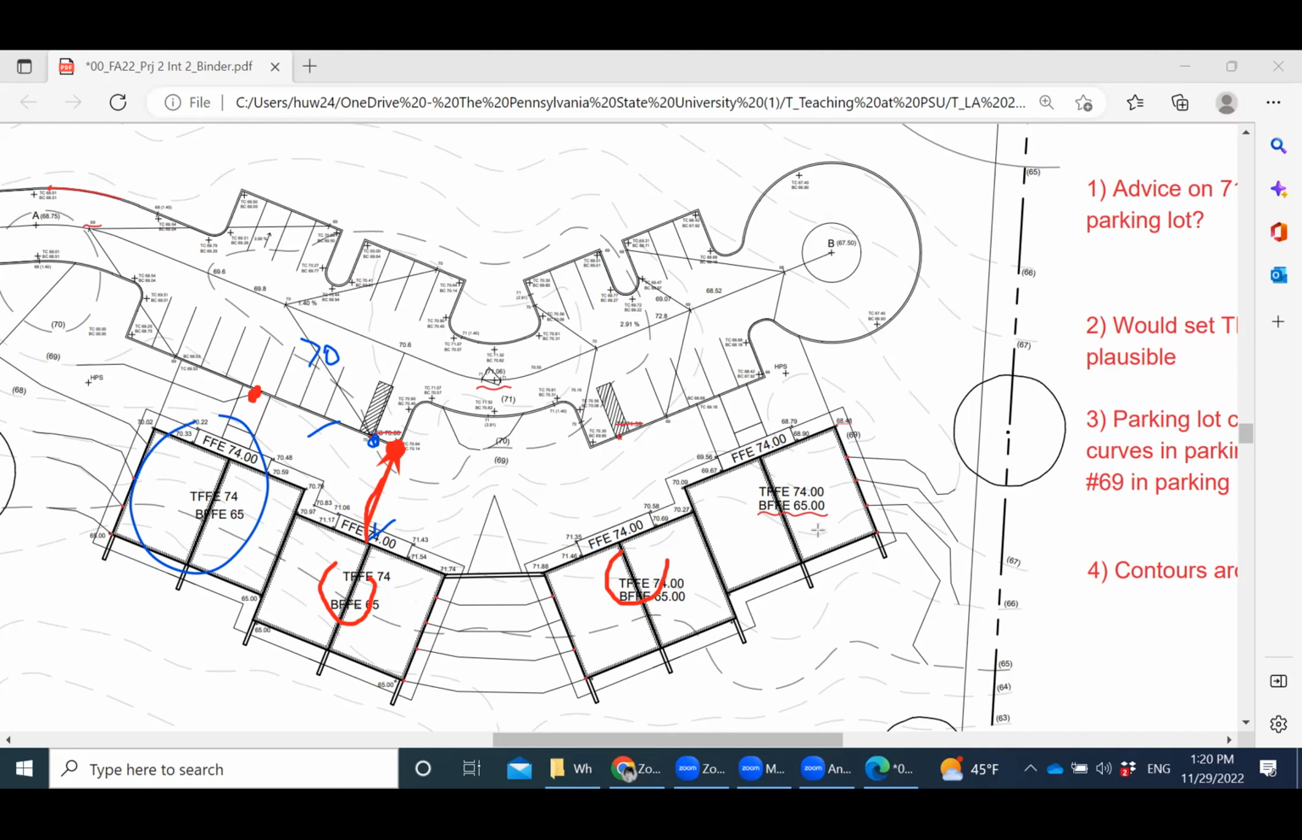And then the other two units, it's really flexible because you can add steps. You don't have to have a walkout basement. So those two you would have more freedom to adjust their TFFE and BFFEs. But the second one and third one is the easiest, I would say, if you just start from here and measure that distance and use a 5 or 2% slope to calculate without any steps what the FFEs would be. Okay. All right, so that's the FFEs.